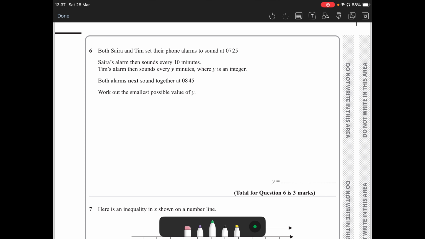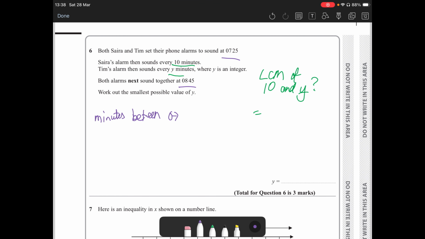Now, any sort of question where there's two people, one is every 10 minutes, one is every 15 minutes, to me, this is screaming lowest common multiple of 10 and y. And in this case, we don't know what y is, but we know the answer to that. The lowest common multiple is, well, how many minutes are there between 7:25 and 8:45? So minutes, let's work that out first. 7:25 and 8:45.